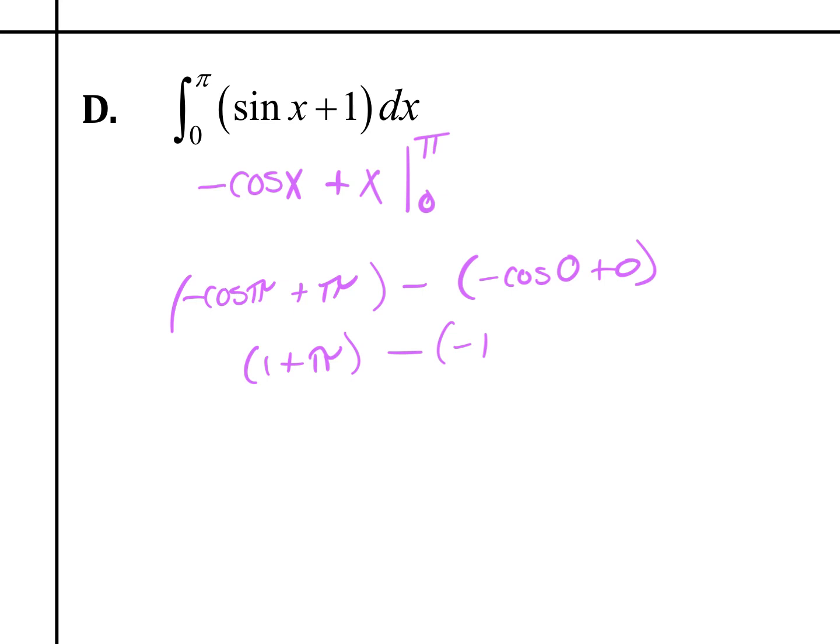Why'd you put pi plus pi instead of plus 1? Because it's plus x. I wrote it down wrong at first and Caitlin corrected me. Why is it plus? Because of the antiderivative. So 2 plus pi.